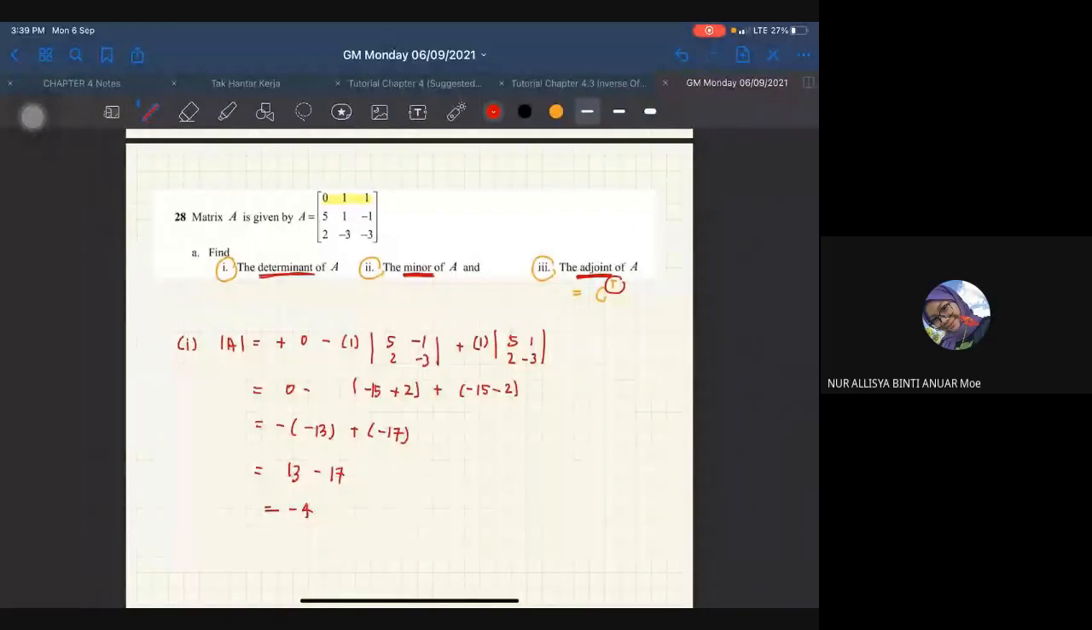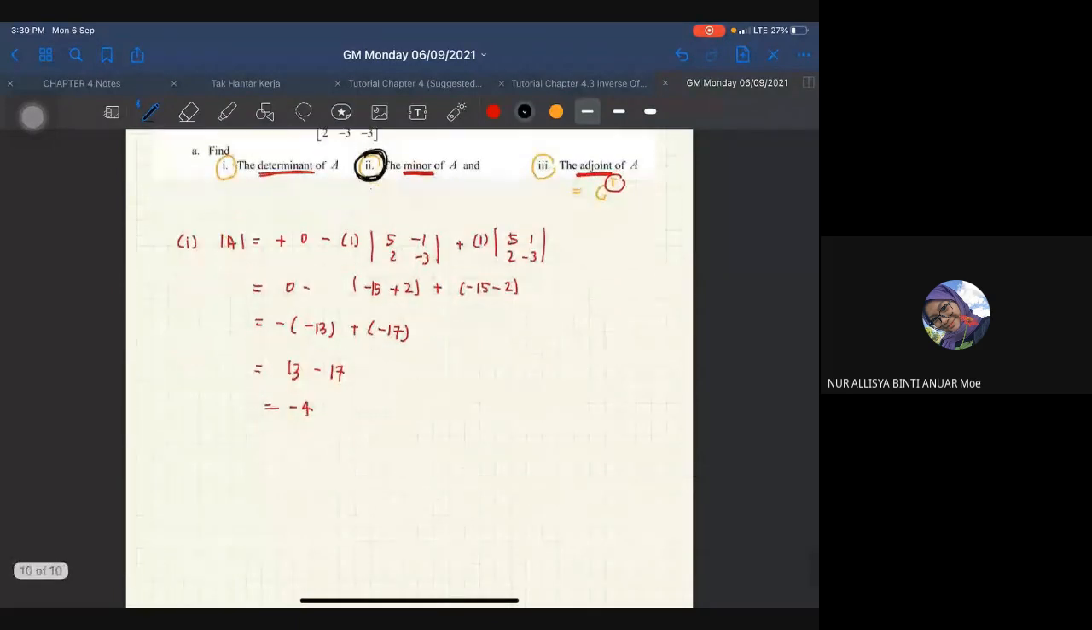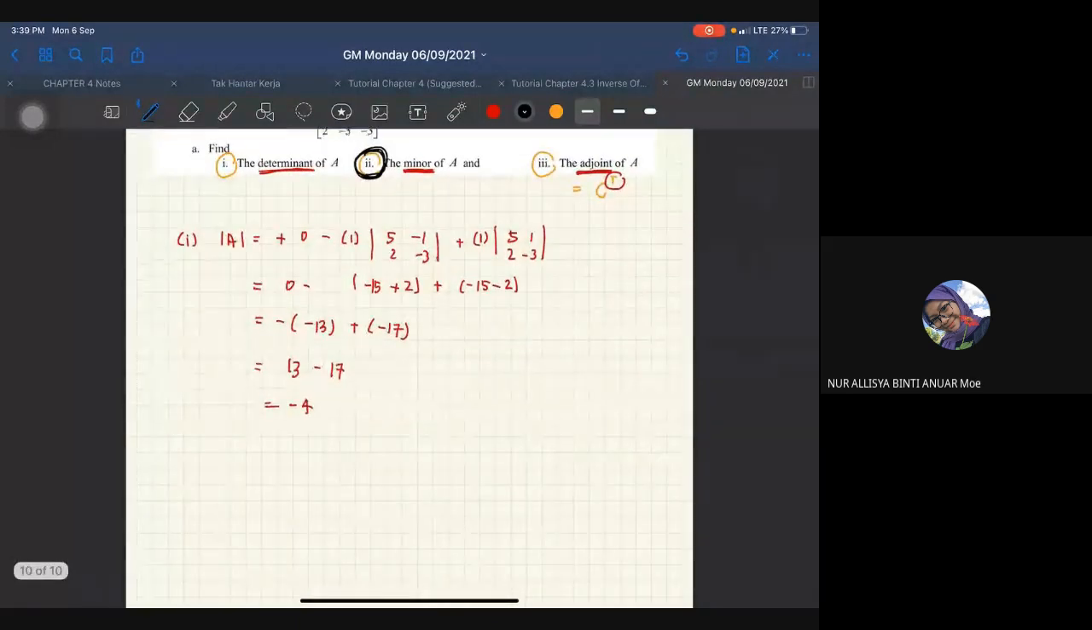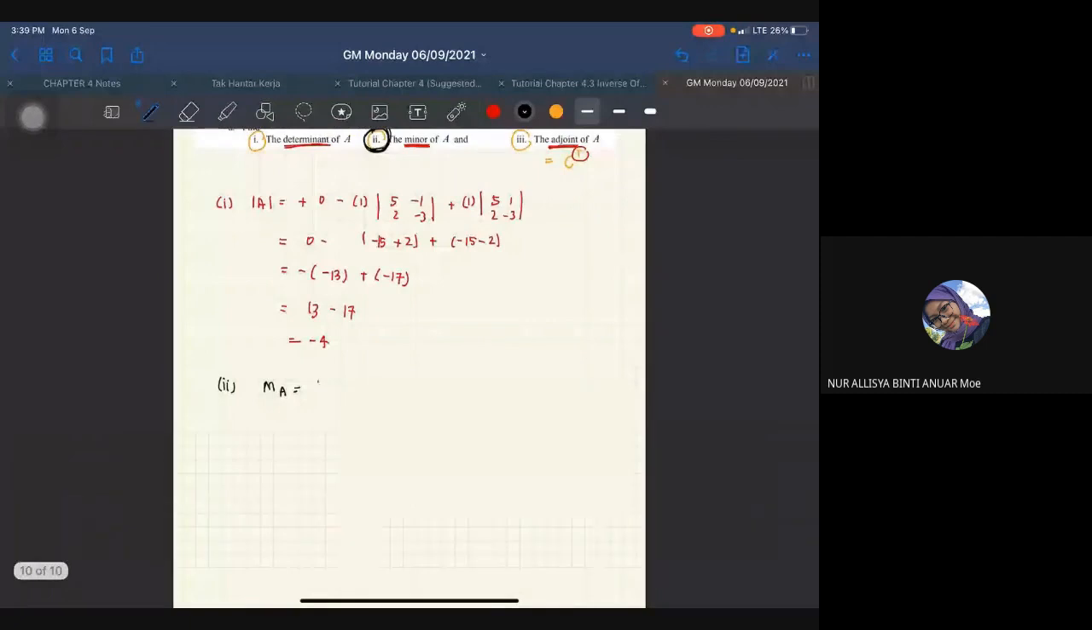Okay, so for the second one, minor. Soalan minta awak cari minor. Yang tadi saya tunjuk contoh tu, dia minta kita cari cofactor. So sama juga, beza dia hanya pada the plus and minus sign only. Maksudnya untuk this second part of the question, bila soalan minta awak cari minor of A, dia akan ada satu kotak yang besar juga.